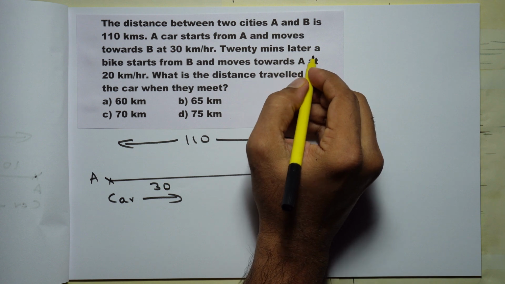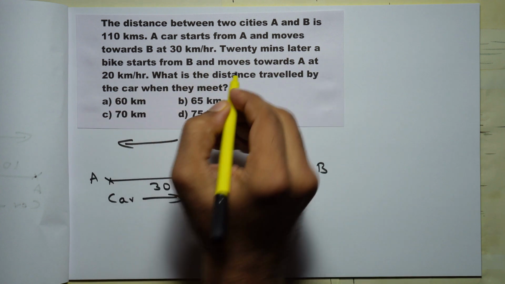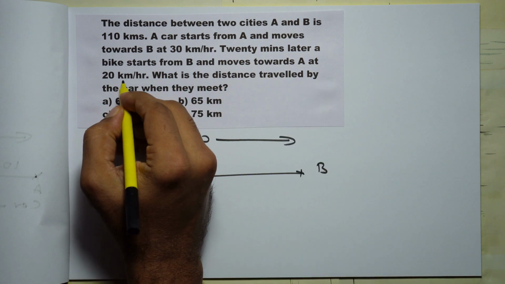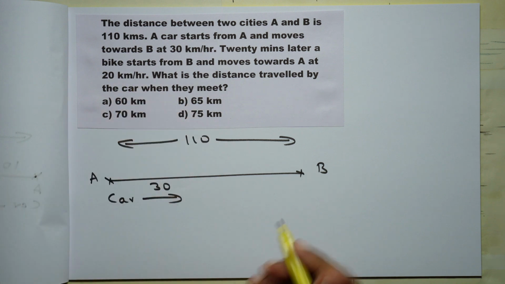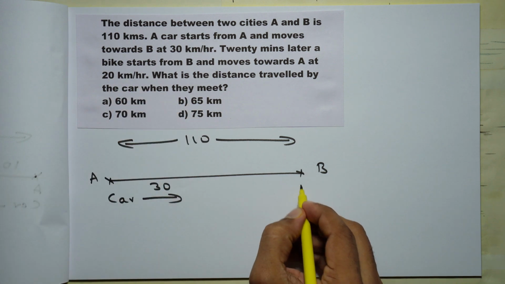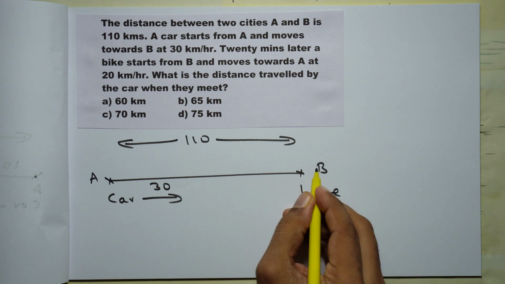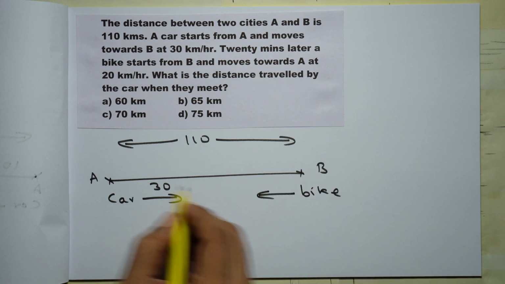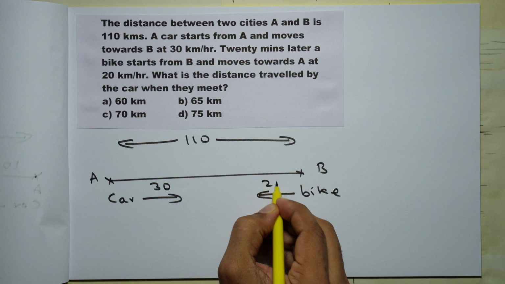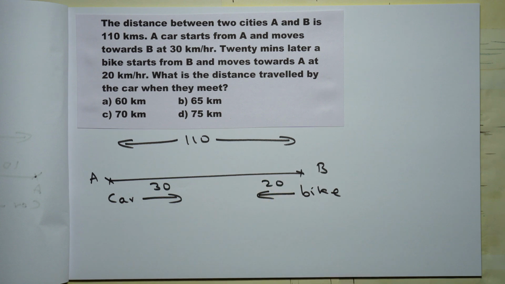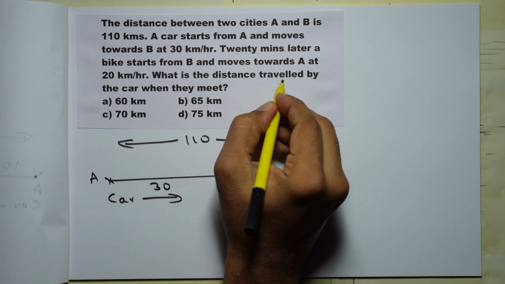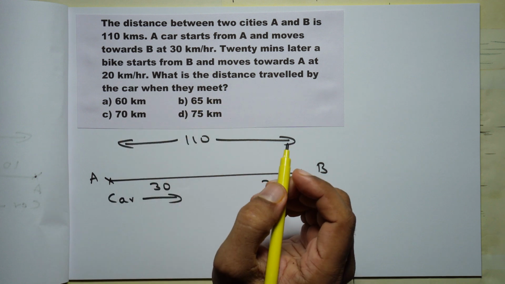20 minutes later, a bike starts from B and moves towards A at 20 kilometers per hour. So 20 minutes later, a bike starts from point B and it is moving towards A and its speed is 20 kilometers per hour. What is the distance traveled by the car when they meet?